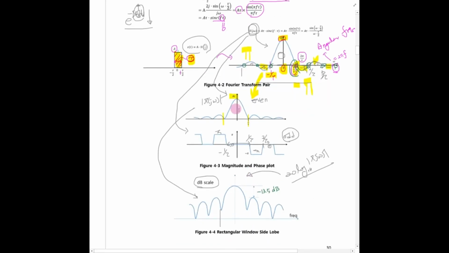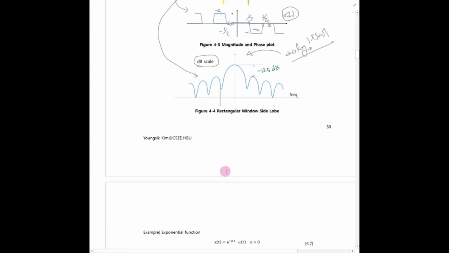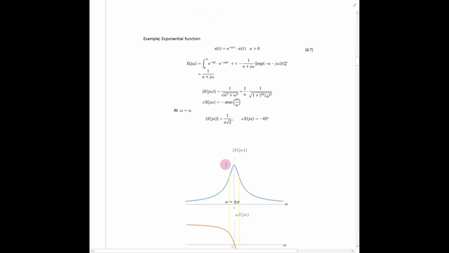And sometimes we plot the magnitude in the dB scale. Then it looks like this. In the case of the sinc function, the first null depth is a minus 13.5 dB difference. Other pulse shapes have different values for this. Next example is the exponential function.